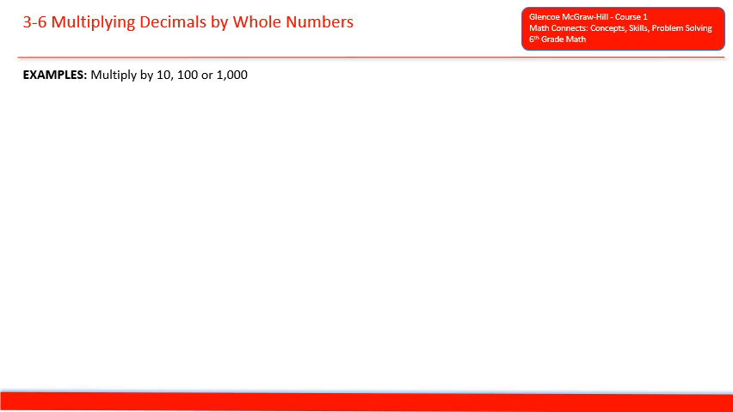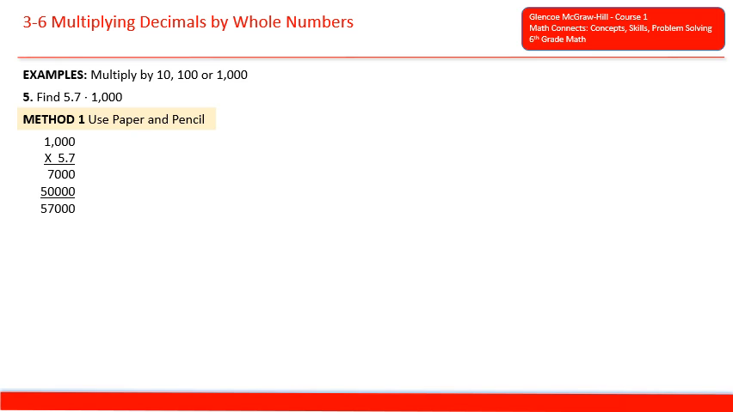Multiply by 10, 100, or 1,000. Find 5.7 times 1,000. Method 1, use paper and pencil. So we'll do the algorithm, 5.7 times 1,000, and we get 7,000, and then we get 50,000, so we get 57,000. We have 1 decimal place. We have to count 1 decimal place from the right. So we put that in there, and we get 5,700.